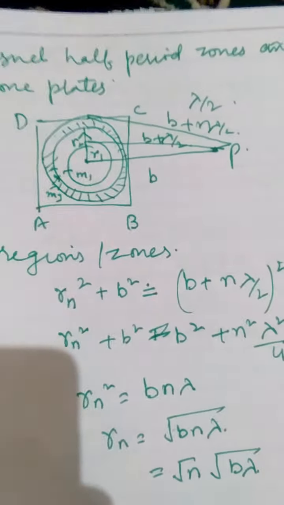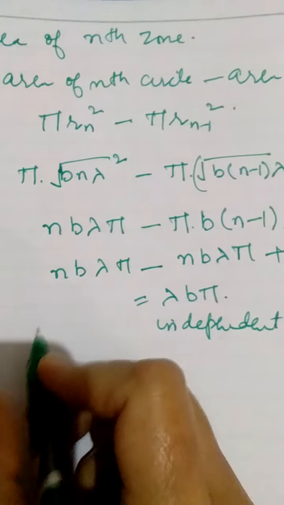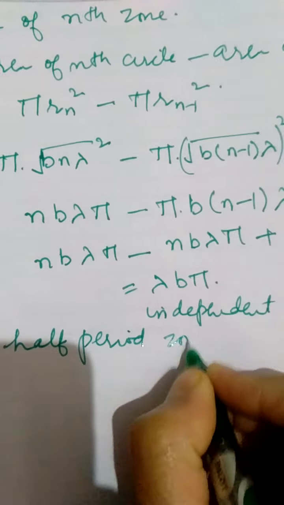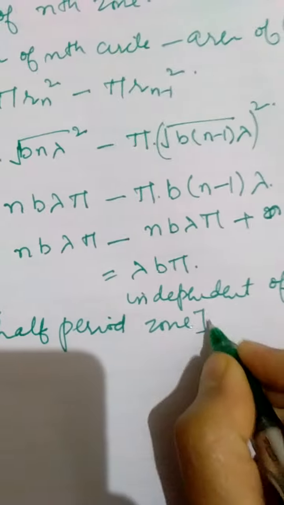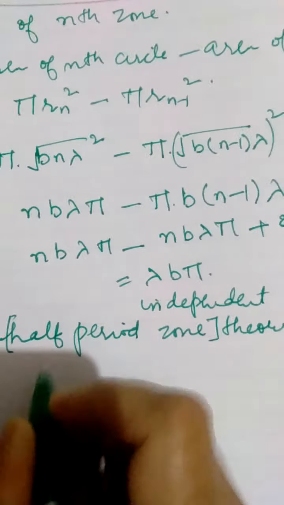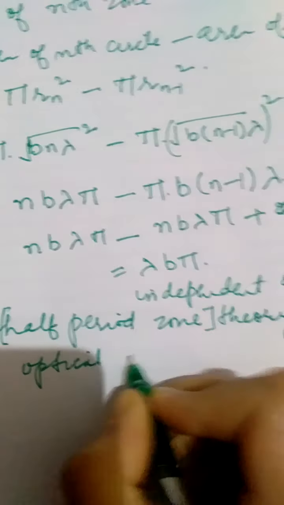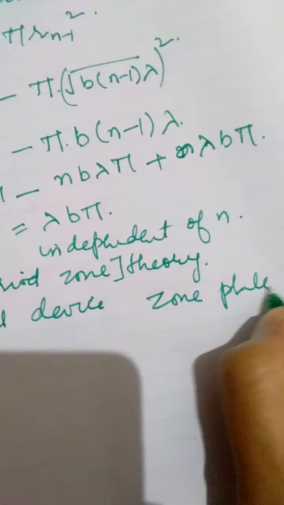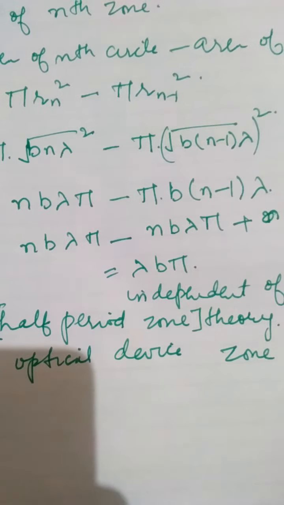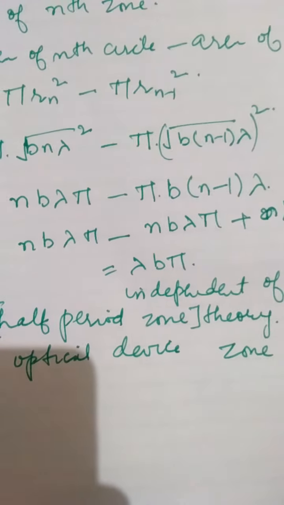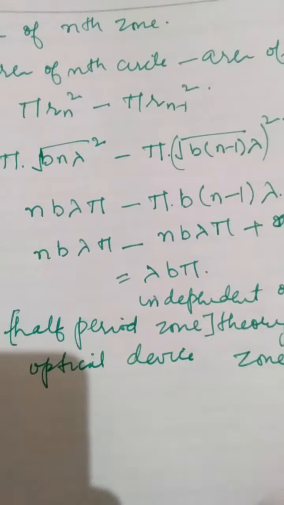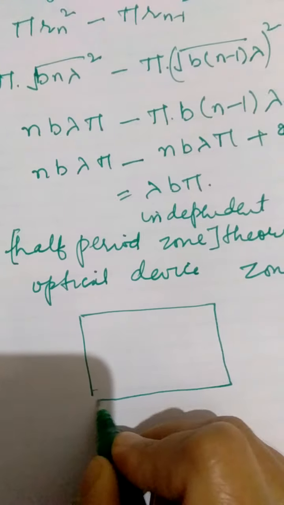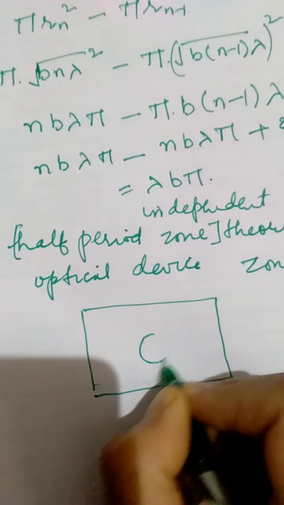Now to give a practical realization to this half period zone idea, this theory, an optical device was constructed, and that optical device is called a zone plate. This is similar to the construction of a diffraction grating to realize the practical arrangement of n slits in the case of Fraunhofer diffraction, right? So you have a plain glass plate, and by means of a fine diamond pointer you draw concentric circles.